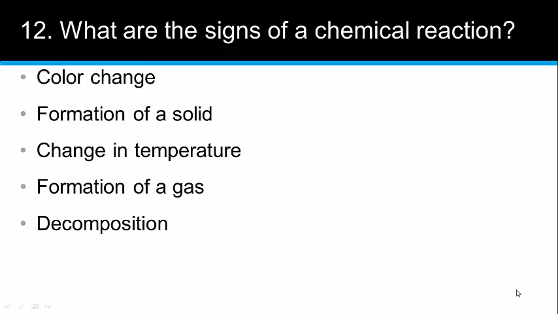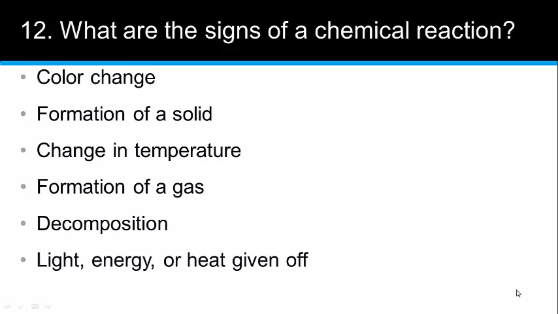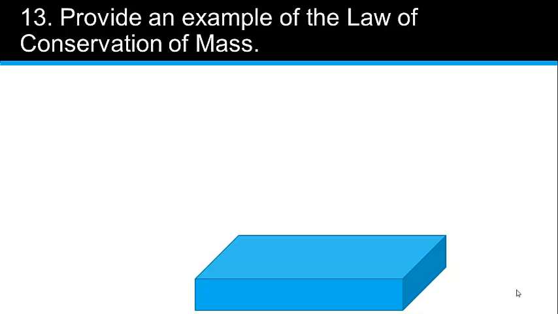Decomposition is another one. So that would be like a piece of wood rotting. That's a chemical reaction. We could have light, energy, or heat, or all of them given off. So in the case of something like an explosion, we hear the explosion, we feel heat from the explosion, and we see the light from the explosion. So those are all signs of a chemical reaction.